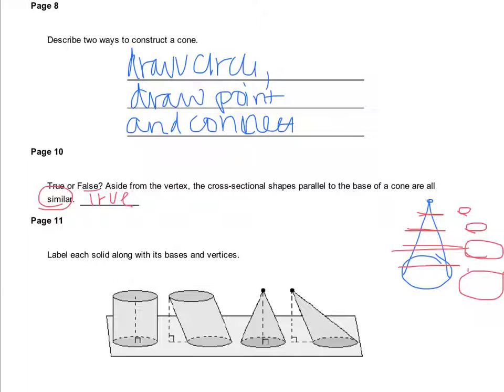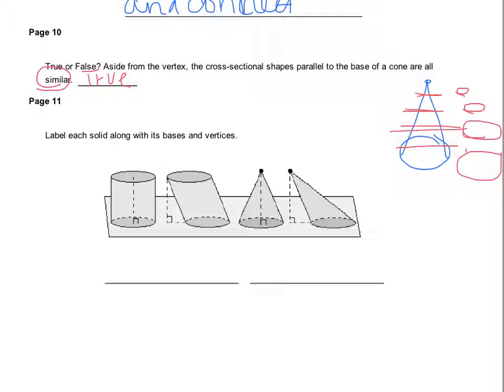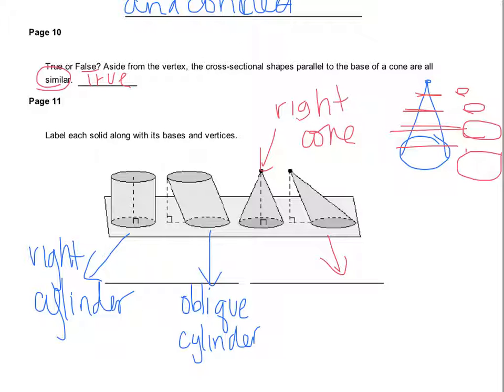Below it says label each solid along with its bases and vertices. So this first one here is a cylinder, and we would call this technically a right cylinder because it's completely straight up and down. This would be called an oblique cylinder because it's slanted. This is called a right cone. And this is called an oblique cone because it is slanted.